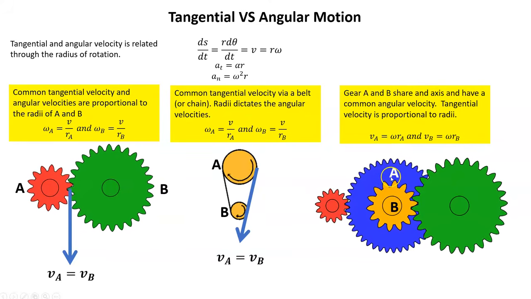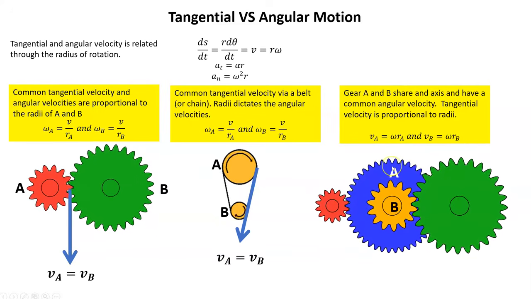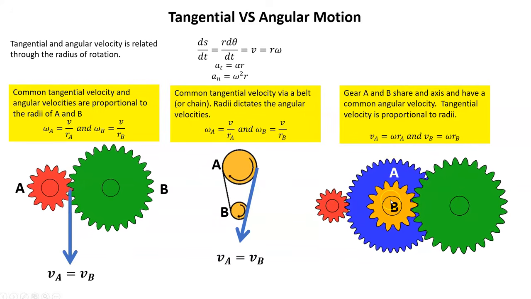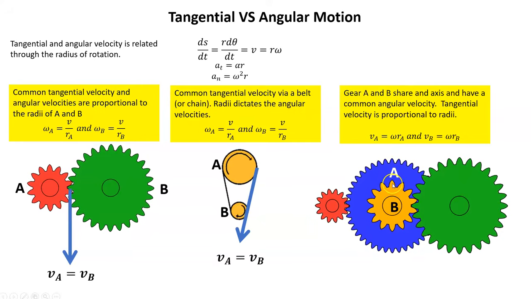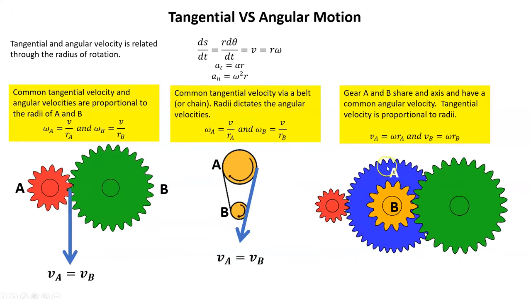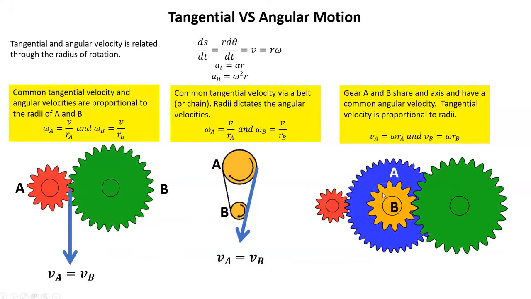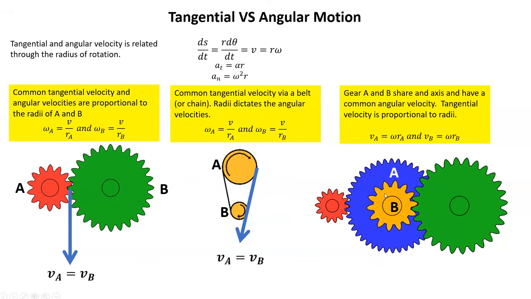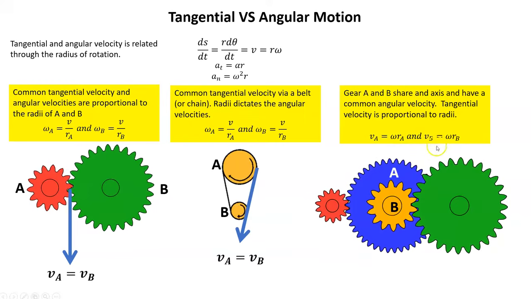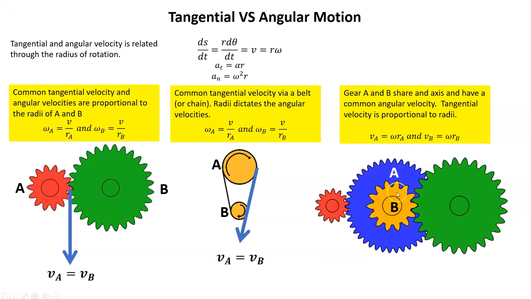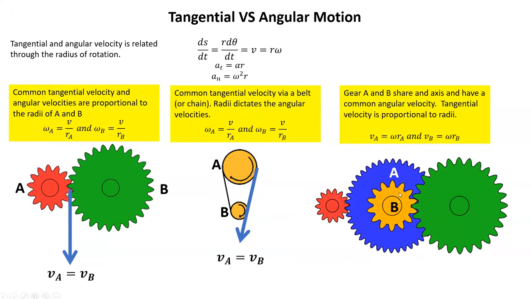They have very different radii. The radius of A is clearly larger than the radius of B, but the angular velocities between the two are the same. If you were to track the teeth, just pick a point on there, you'll see that they fall in line with one another. So the angular velocity is the same, but in this case your tangential velocity is proportional to the radii.